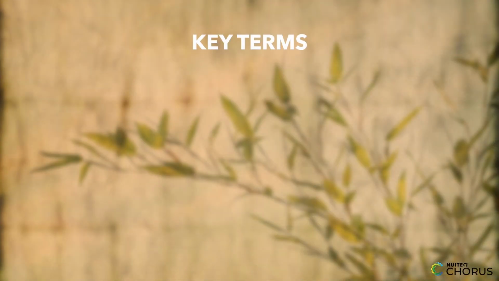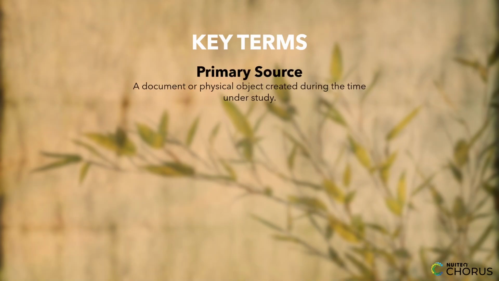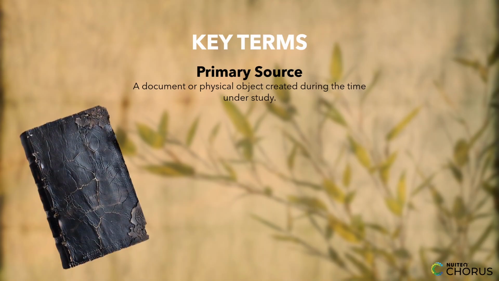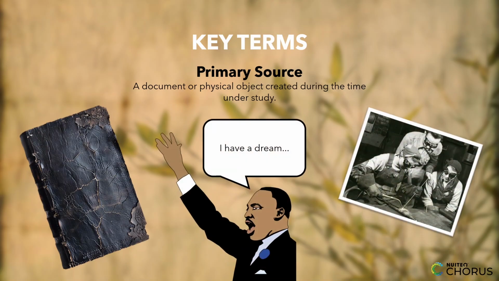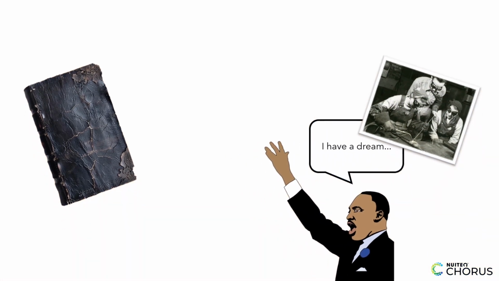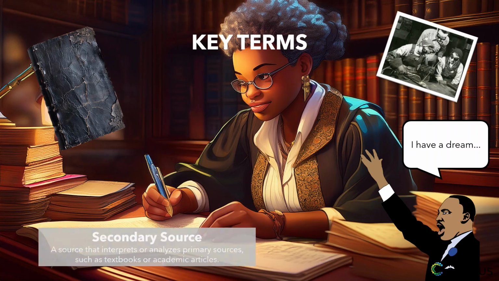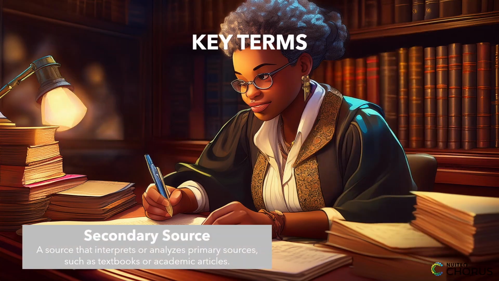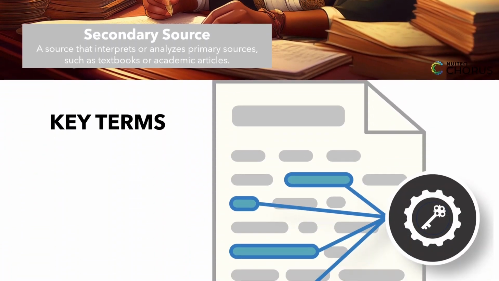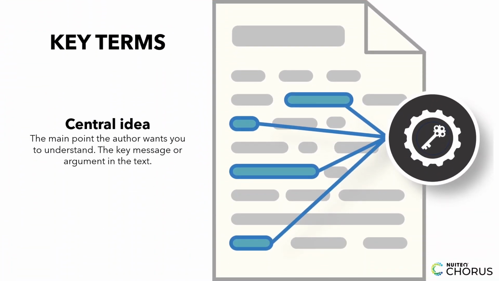Before we begin, let's define a few key terms. First, primary source. This is a document or physical object, created during the time under study. These can be diaries, speeches, or photographs. Next, secondary source. This is a source that interprets or analyzes primary sources, such as textbooks or academic articles. Lastly, the central idea is the main point the author wants you to understand. It's the key message or argument in the text.